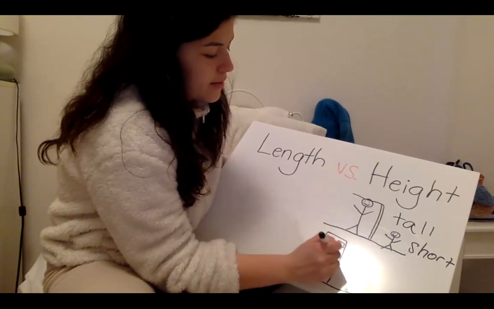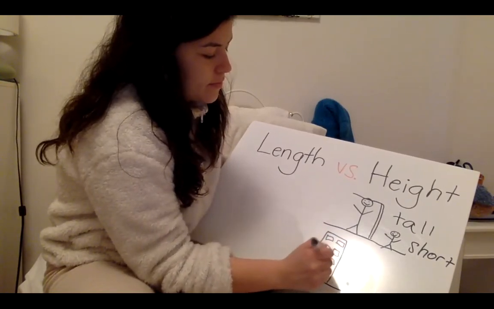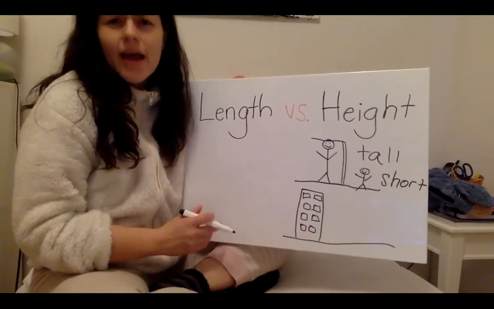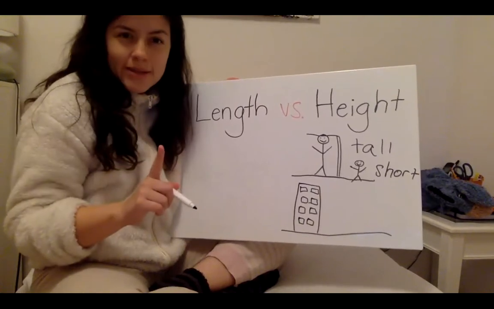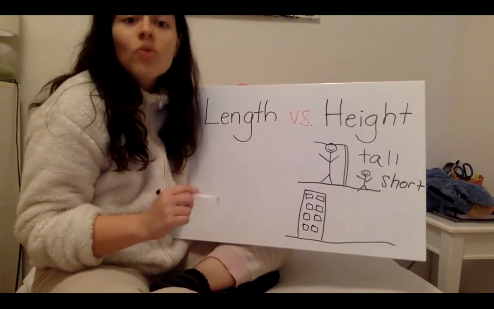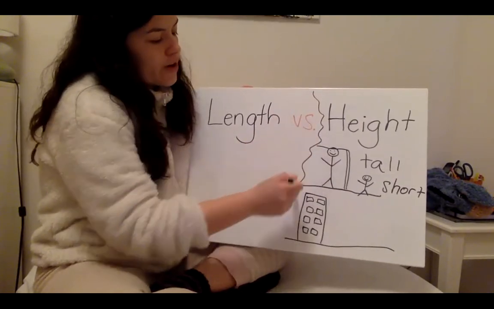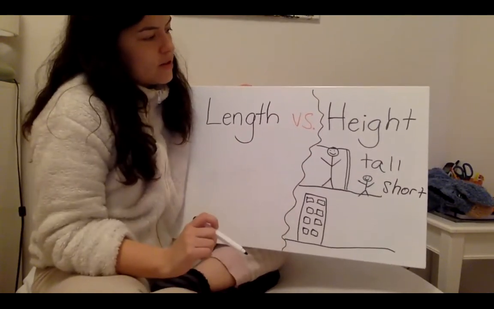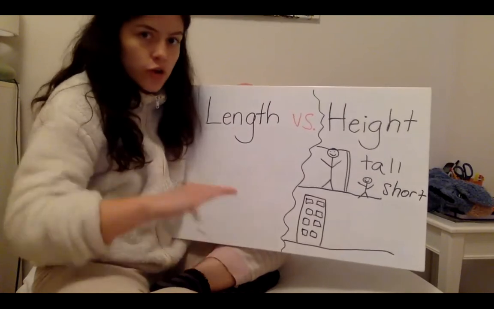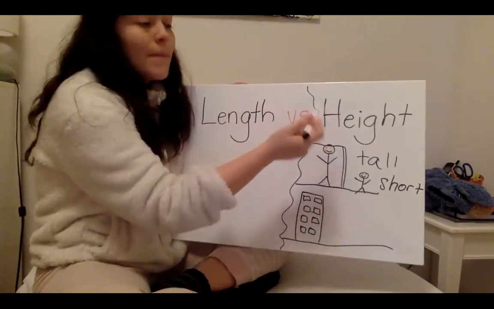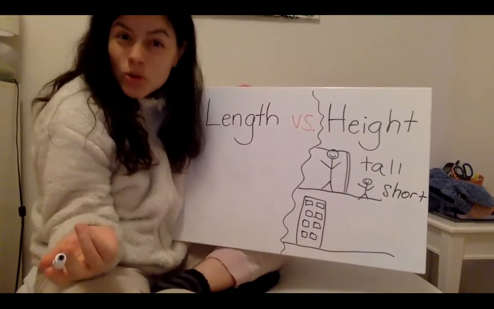Here's a building. You wouldn't really hear someone say, hey, how long is that building? They would ask, how tall is that building? So that's what you need to remember for height. Usually, height has to do with things that start at the ground and work upwards. And you can measure height by using things like rulers.